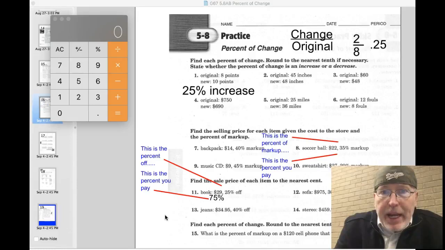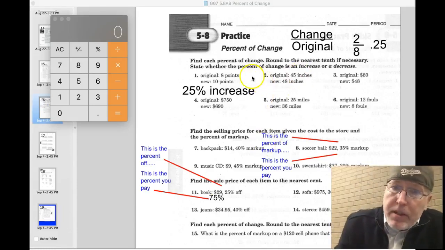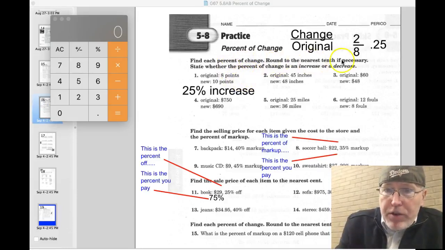This is on 5.8 AB, percent of change, and this is the worksheet that accompanies the video. So we've got to find the percent of change and round to the nearest tenth if necessary. State whether the percent of change is an increase or a decrease. So, all right, originally we had 8 points. The new score is 10 points.